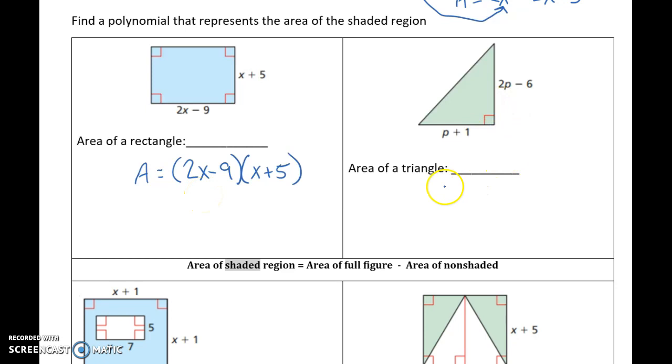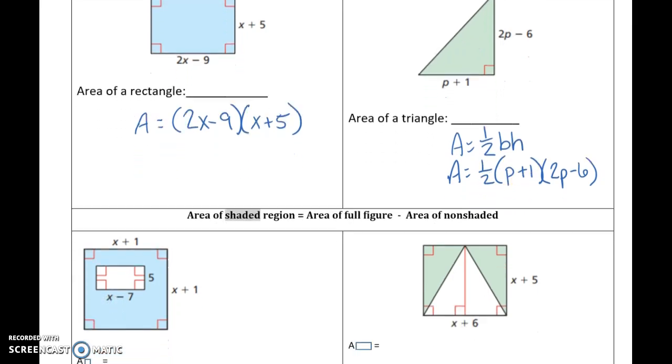On this one, your area of a triangle, don't forget, also has a 1/2 and then base times height. So this would be 1/2 and then p plus 1, doesn't matter which order you write these down. And then what you would do, I would suggest, so that we don't have to deal with fractions, FOIL this first and then use the 1/2 after that. So those are pretty straightforward.